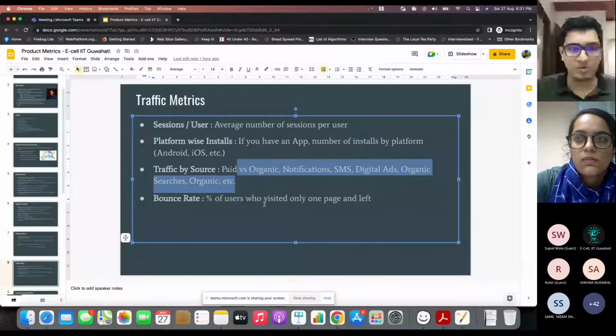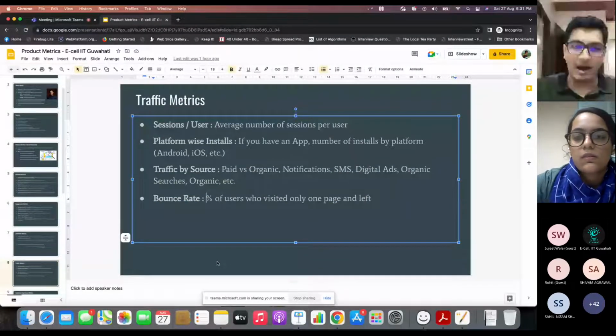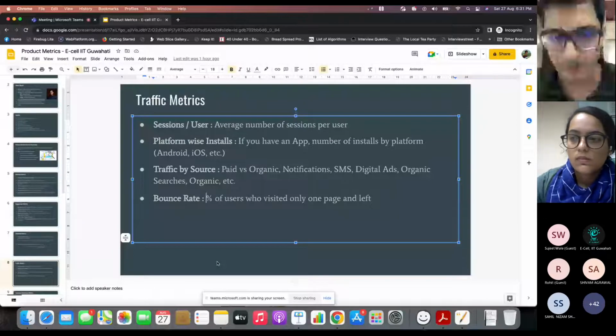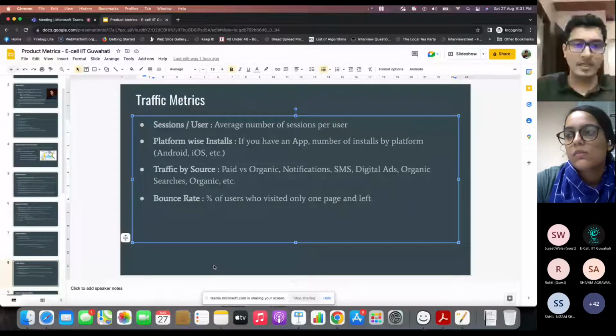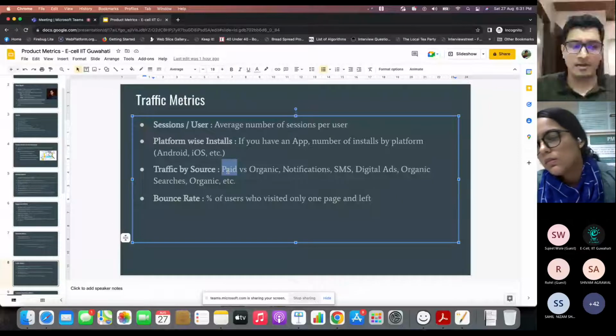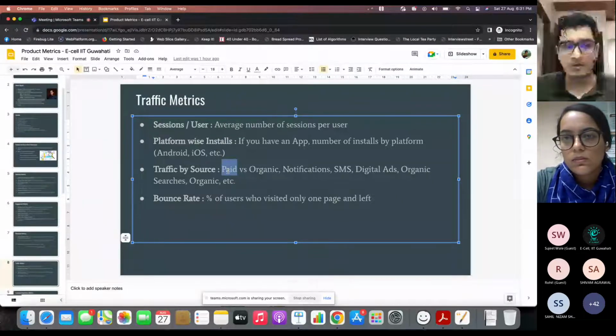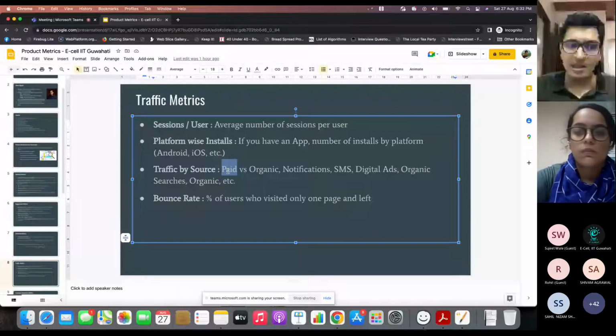And then bounce rate. Bounce rate is a hygiene metric that you would track from a traffic perspective. This is to identify the quality of users that you're bringing to the platform. For example, if you are running a paid marketing campaign whose targeting is very poor, who is bringing bad quality users, then these users would launch the app and then do nothing and just drop off.